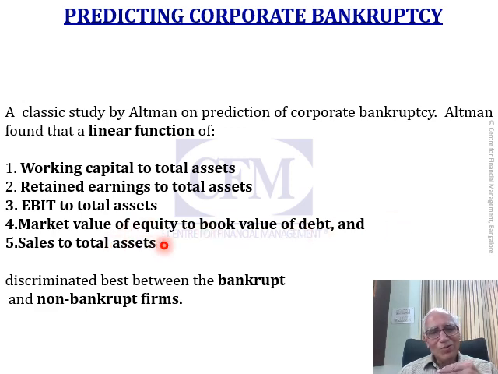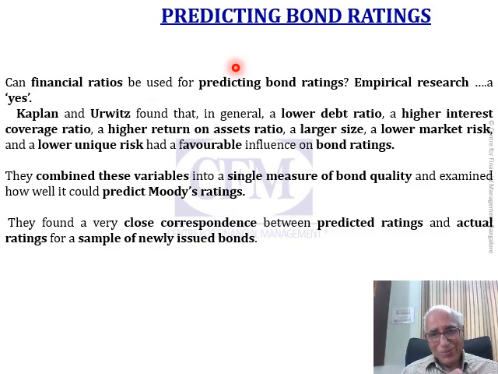Sales to total asset. This classic work of Altman triggered a number of studies all around the world. In India also several studies have been done, and they found that a set of financial variables does help in predicting corporate bankruptcy. Predicting bond ratings. Can financial ratios be used for predicting bond ratings? The empirical answer is a yes.